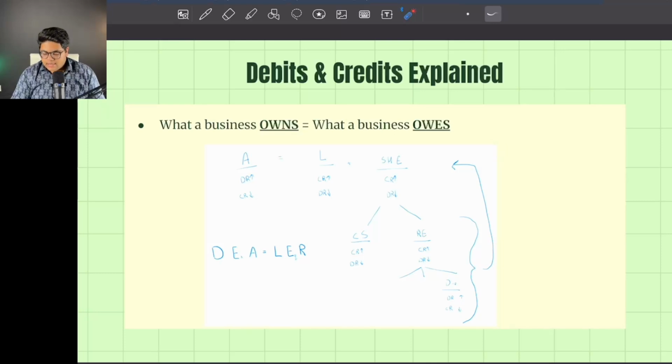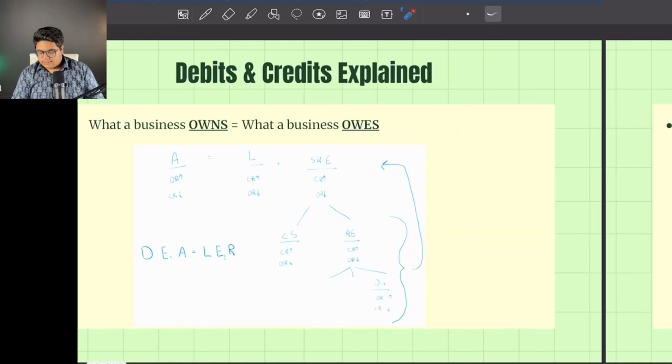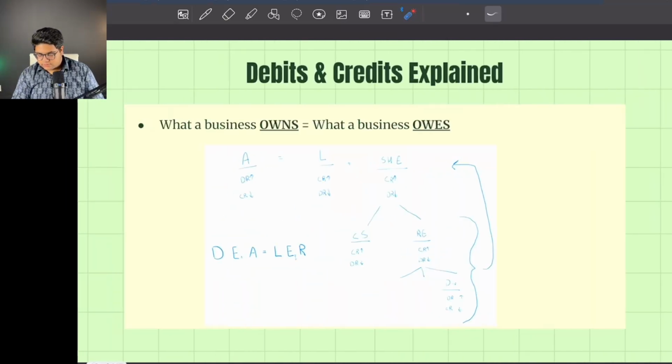And essentially, what this tells you is that whatever a business owns is equal to whatever a business owes. This has to fundamentally be true. If you look at your macroeconomics course, we had something like your total income is equal to your total expenses in a country. Kind of similar concept where everything that a business owns, the value of that is equal to what a business owes. So I'll produce this chart in front of you.